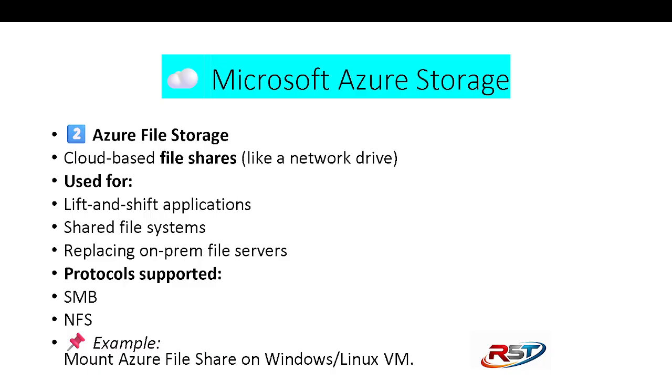Next one is Azure File Storage. It is cloud-based file shares like a network drive, used for lift and shift applications, shared file systems, replacing on-prem file servers. Protocols supported: SMB, NFS. Example: mount Azure file shares on a Windows or Linux VM.